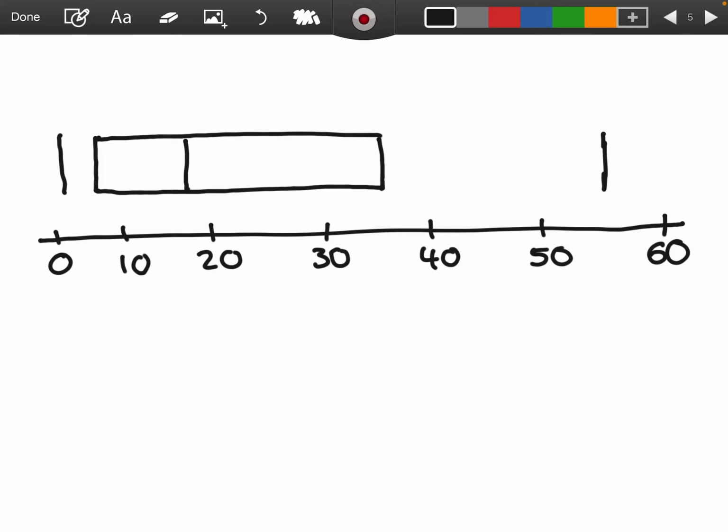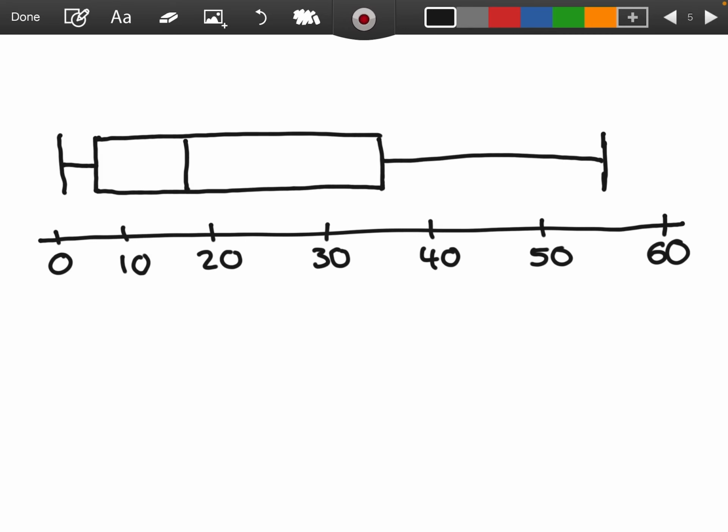Okay, so you're going to draw a box that starts at the lower quartile, ends at the upper quartile, and includes the median. And then you're just going to draw a line that connects that box to each of the maximum and minimum values. This is a box plot. It shows us the spread of the data.